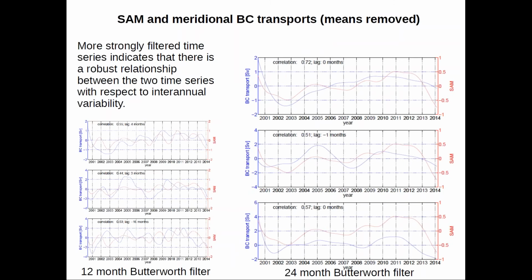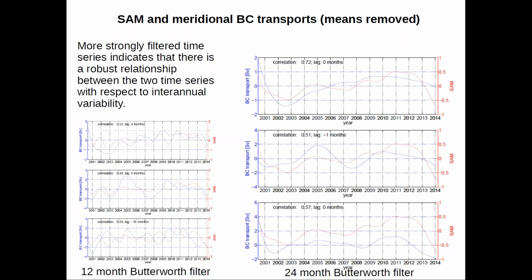So then I look at how I can relate the Brazil current transports to ocean indices. Well, El Nino, there was nothing. So Nino 3, the AMO, there was nothing. And then the SAM had a little bit interesting stuff to see.